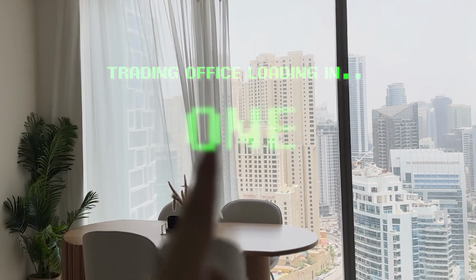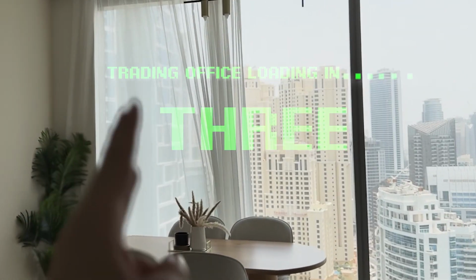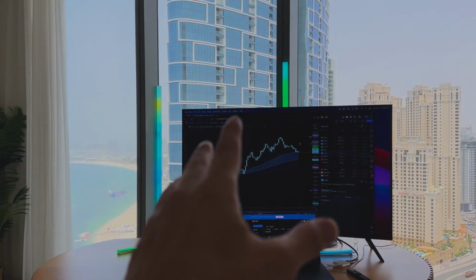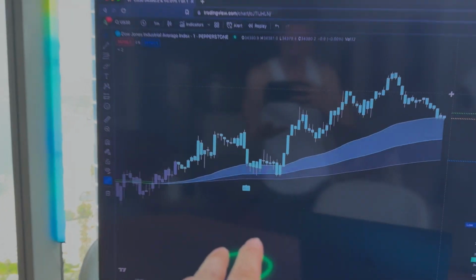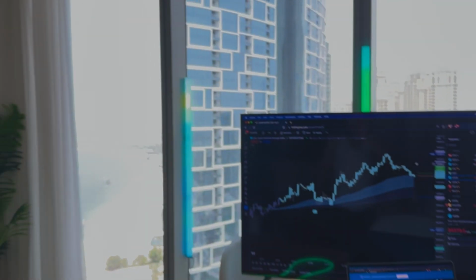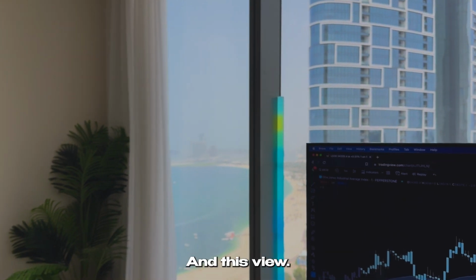Let's go. Twist, you ready? We're gonna switch this up to a trading office. 1, 2, 3, and there it is, guys. We have the trade set up, ready to rock. Prop firm algo with the signals from this setup and this view.